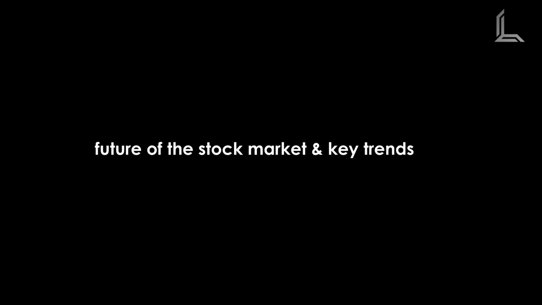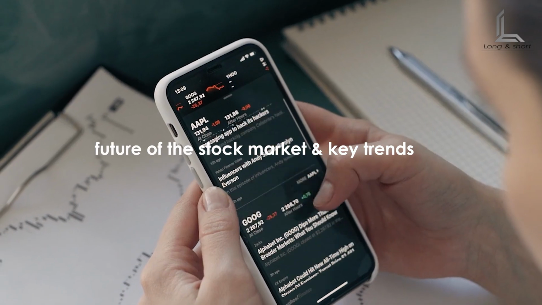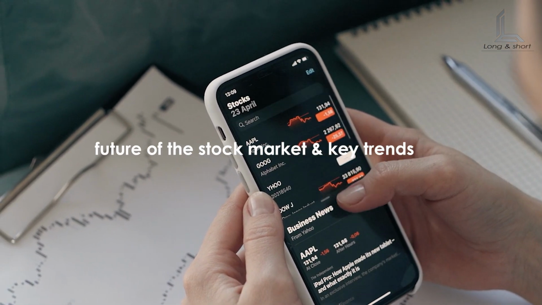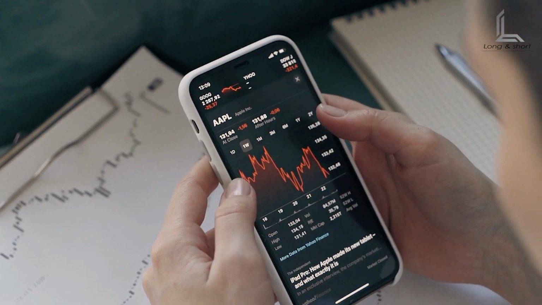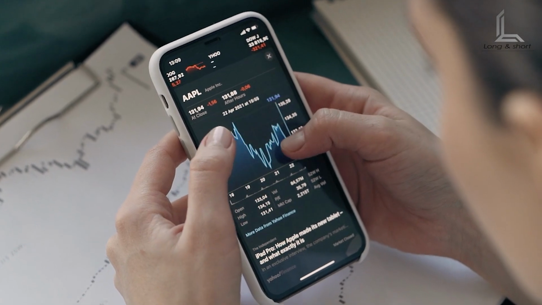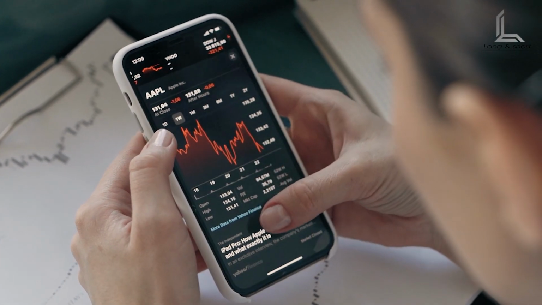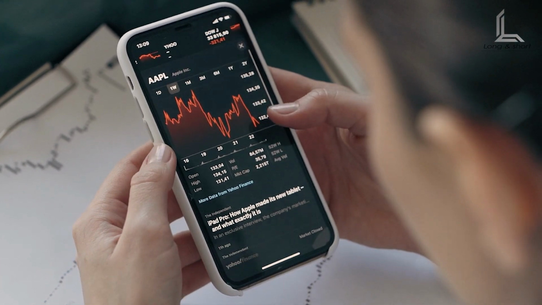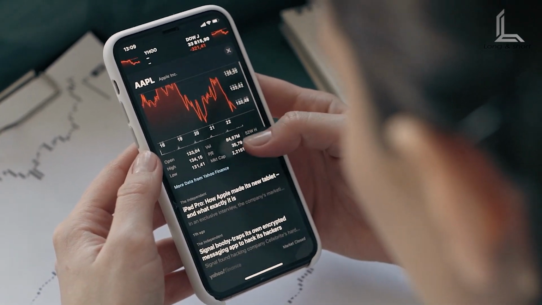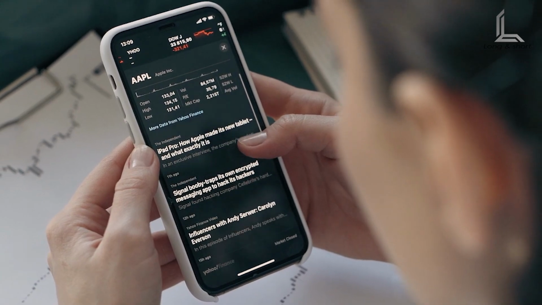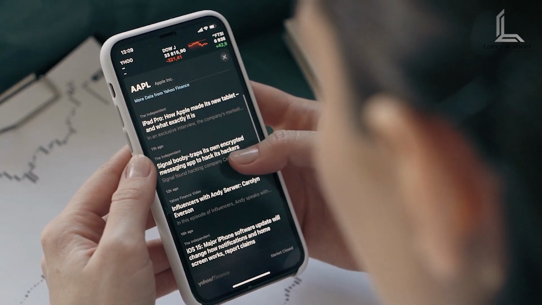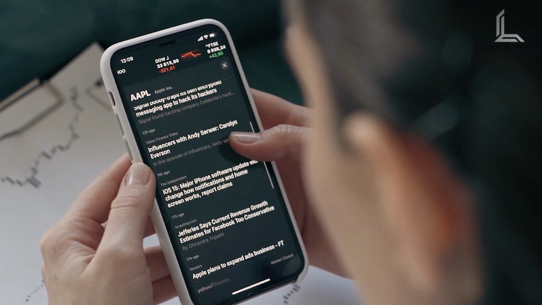The future of the stock market is being shaped by several key trends that are transforming how people invest and what they invest in. One of the most significant changes is the rise of technology and innovation. The increasing use of artificial intelligence and automated trading platforms is revolutionizing the way trades are executed. These technologies can analyze vast amounts of data in real time, making it easier for investors to spot opportunities and execute trades faster than ever before.